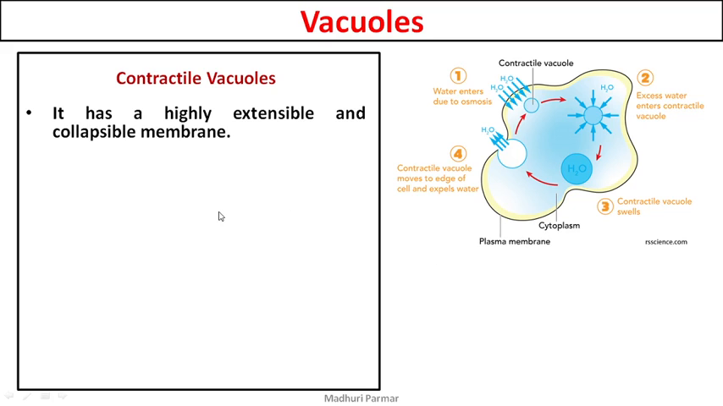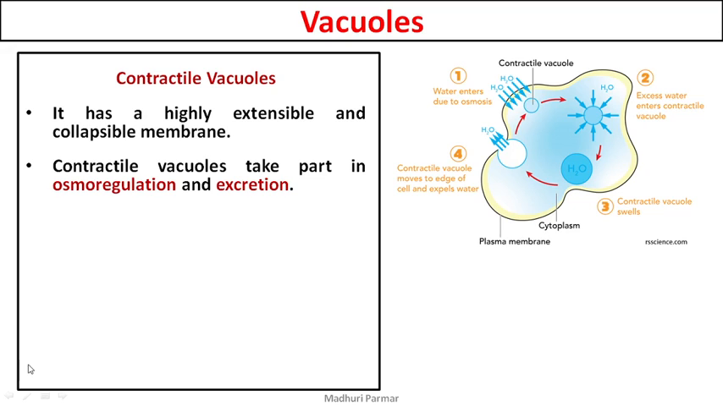Now, second type of vacuoles are called contractile vacuoles. Contractile vacuoles, as the name suggests, are highly extensible. To be able to extend means you can stretch it out. So they are highly extensible and collapsible. You can stretch it out and you can bring it back to the normal position. Contractile means the same thing, that you can contract it and relax it.